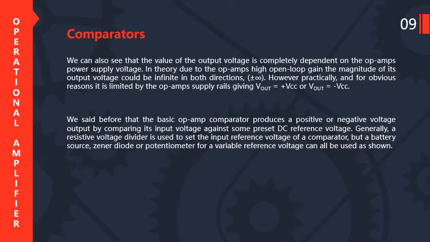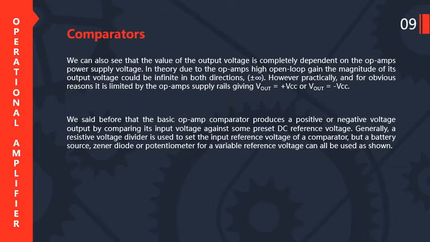We can also see that the value of the output voltage is completely dependent on the operational amplifier power supply voltage. In theory, due to the operational amplifier high open loop gain, the magnitude of its output voltage could be infinite in both directions. However, practically and for obvious reasons, it is limited by the operational amplifier supply rail, giving Vout equal to plus VCC or Vout equal to minus VCC.